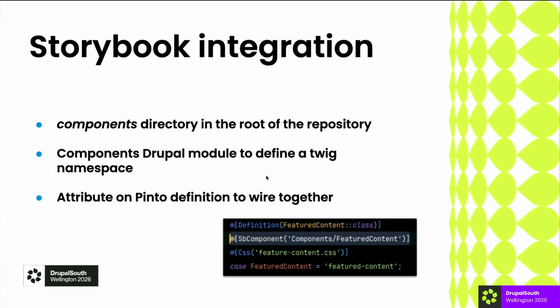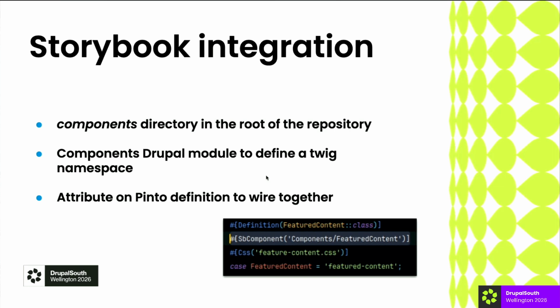Storybook will use that to generate its stories to serve that display like I showed before. And then we use the components module, the Drupal module, to define a custom twig namespace, and we point that to our Storybook directory. And then we have that attribute that I showed earlier that tells Pinto where the component is in relation to the storybook directory.